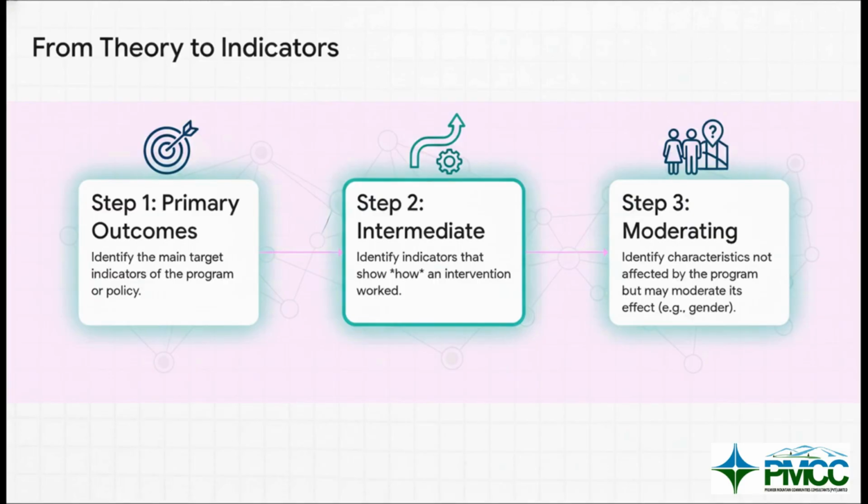Okay, so how do we actually use this map? This is how we turn that theory into practice. We use the theory of change to break down our data needs into three very specific categories. First up are primary outcomes. This is the big picture, the main goal. Second, the intermediate indicators. These show us how we're getting there. And finally, and this is so important, the moderating characteristics, things like gender or location, which help us understand if the program works differently for different groups of people.